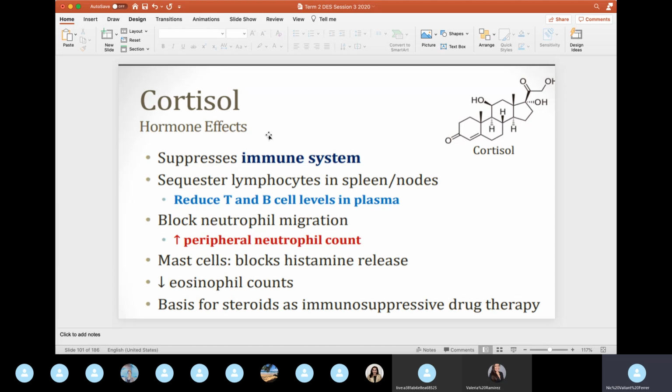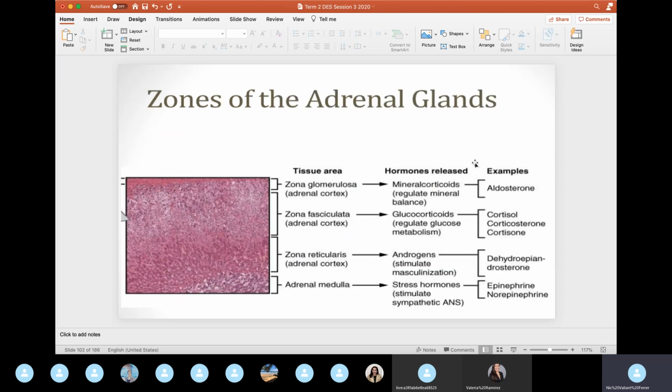Therefore, you can have neutrophilia in the blood. You can have increased peripheral neutrophil count in the blood. It also blocks histamine release from mast cells. Okay, this is good for anaphylaxis, right? It decreases eosinophils, and this is the basis for steroids as immunosuppressive drug therapy.